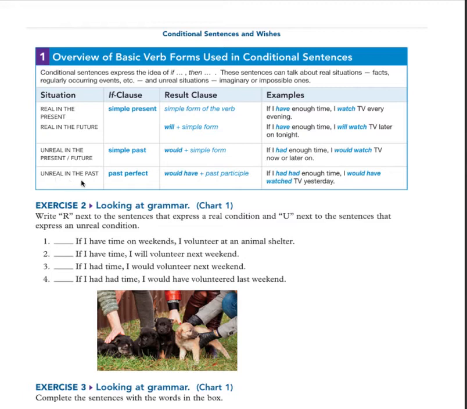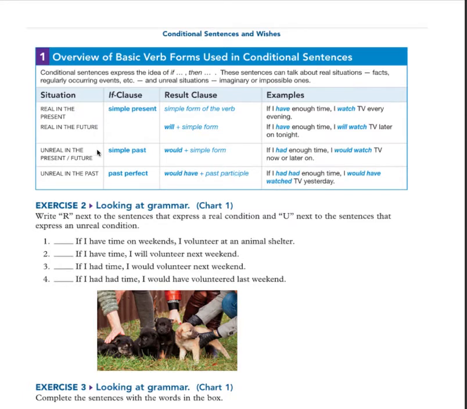If the situation is unreal in the past, the if clause is going to use the past perfect form, which is had and a past participle. The result clause is going to have would have and a past participle. So here, would have and a past participle. So look at the unreal situation in the past. If I had had enough time, there's my past perfect right there. If I had had enough time, I would have watched TV yesterday. So had and the past participle gives me past perfect. In the result clause, I have would have and the past participle, watched.